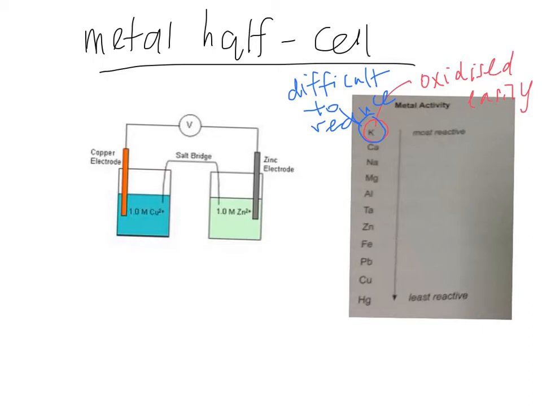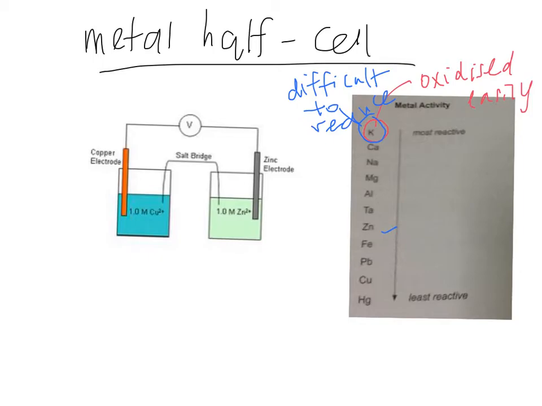Okay, back to our metal half cell here. Now that you know this, between copper and zinc, would you be able to tell me which one will undergo oxidation? Hope you got the answer right. The answer is zinc, because zinc is above copper. Therefore, comparatively, zinc is the one that will be oxidized easily.